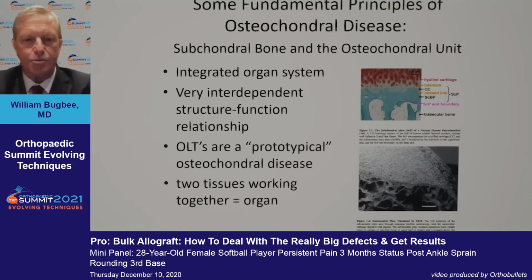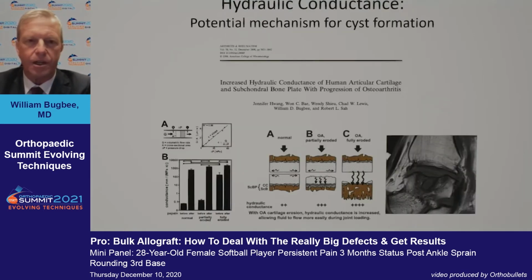There's been a bit of science this morning. I'll add my part to it. Osteochondral disease, I have a great interest in, and we have to remember that the osteochondral unit is an integrated organ system, a very interdependent structure and function. And these osteochondral lesions that we're talking about are a very prototypical osteochondral disease. So it's an organ failure rather than a tissue failure. And that's why I think that replacing it with a like organ is reasonable.